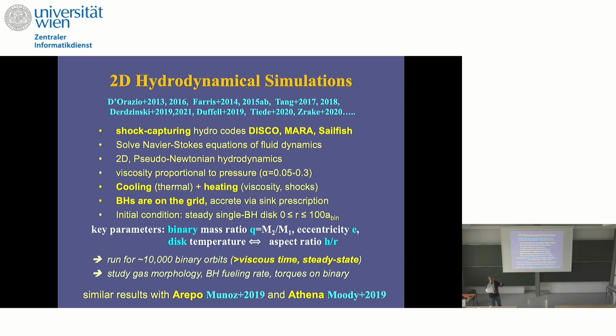Very prone to getting shocks. In a single black hole disk, there are no shocks. There's nice laminar flows, and slow accretion of the gas inward. So that's it. This is the setup.